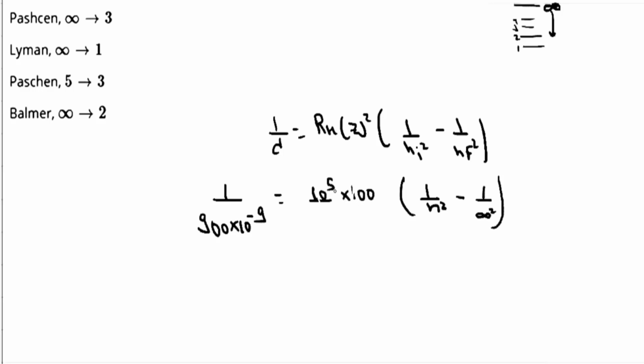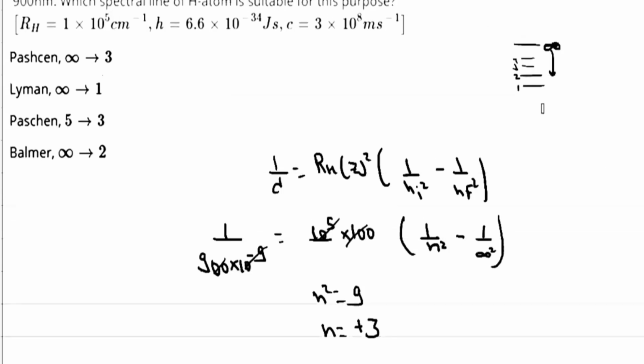If we solve this, all the zeros will cancel out. 10 to the power 5 becomes 10 to the power 7, which is the same on this side as well. So n square is equal to 9, n will be equal to plus 3. So here we got n is 3, which means in this question this electron is coming from infinity to n equal to 3.